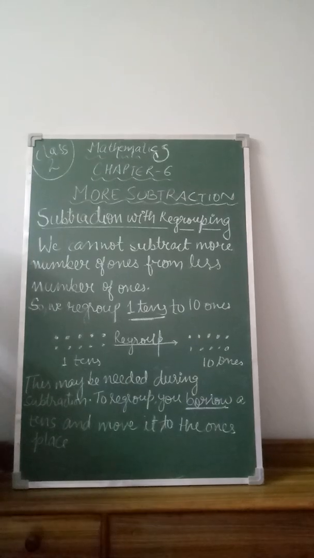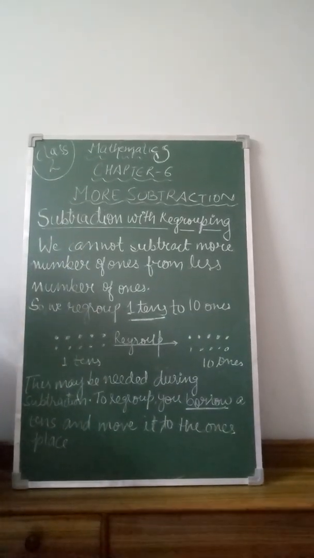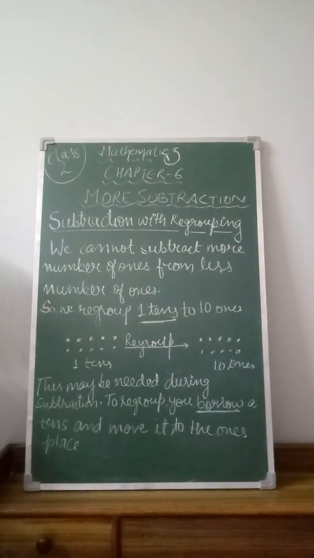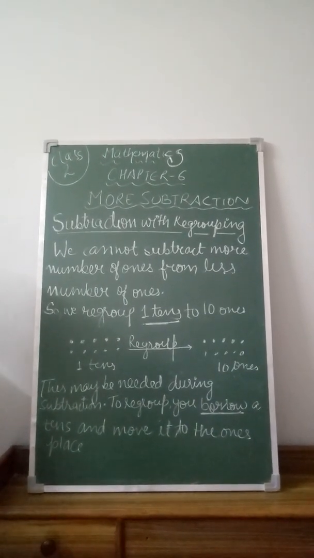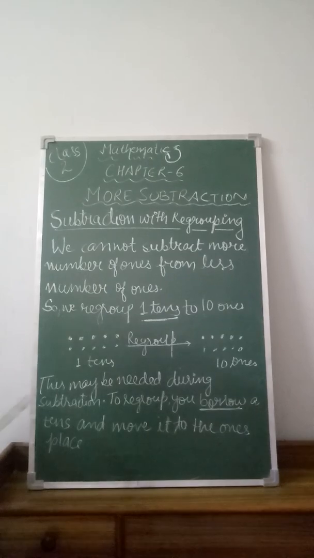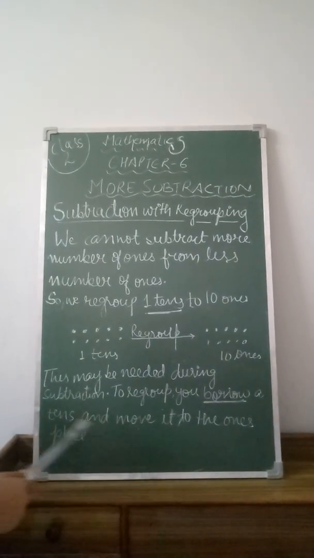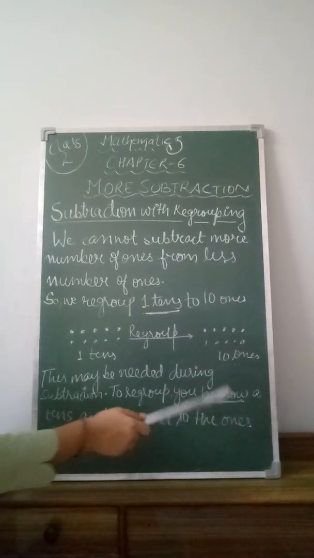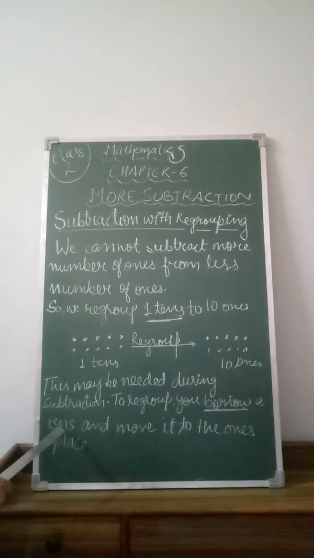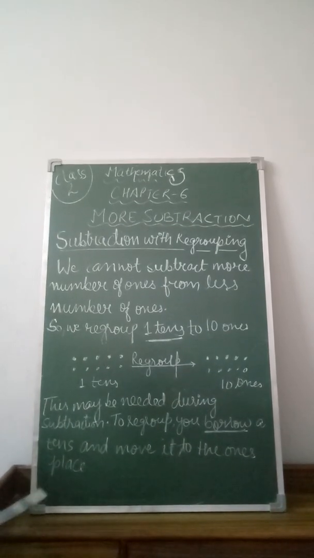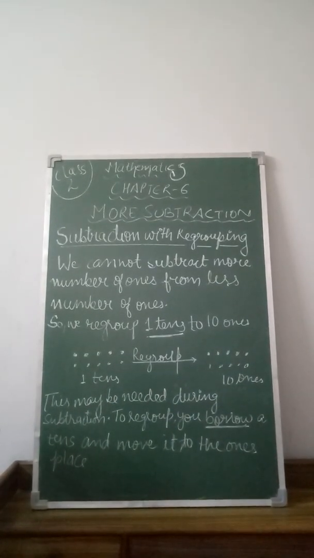So the tens place gives 1 tens to the ones place, so that the ones number becomes a bigger number and it can easily subtract the number that is written there. So this may be needed during subtraction. To regroup, we borrow a tens and move it to the ones place.